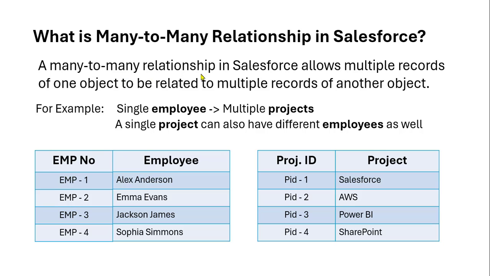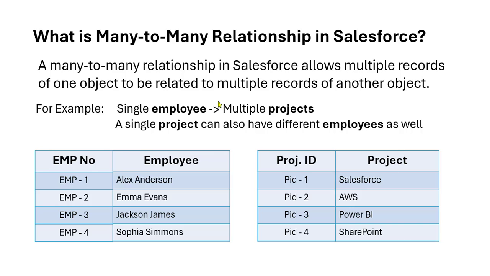So the many-to-many relationship in Salesforce allows multiple records of one object to be related to multiple records of another object. That means, for example, we have employee object and then project object. So here a single employee can work in multiple projects, and then a single project also can have different employees as well. That means here we have many-to-many relationship between employee object and then project object.